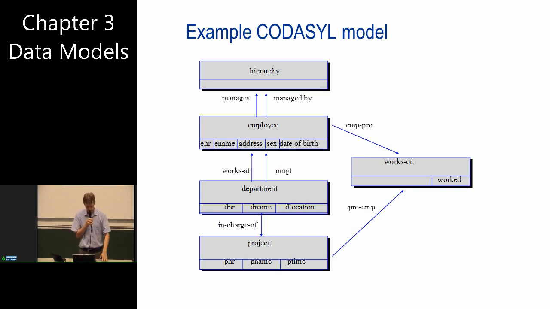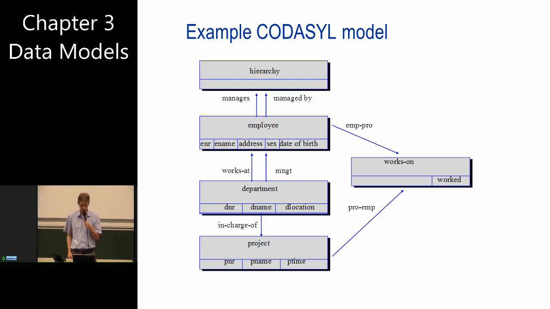Here you can again see the personnel administration example, but now visualized in terms of the CODASYL model. So we have an employee record type, a department, and a project record type. Those are the most important record types. Between department and employee, we have a works at set type, which is going to specify at what department a particular employee works. We have a managed set type, which is going to specify what employee manages a particular department. Between department and project, we have an in charge of set type, which is going to actually model what department is in charge of what project.